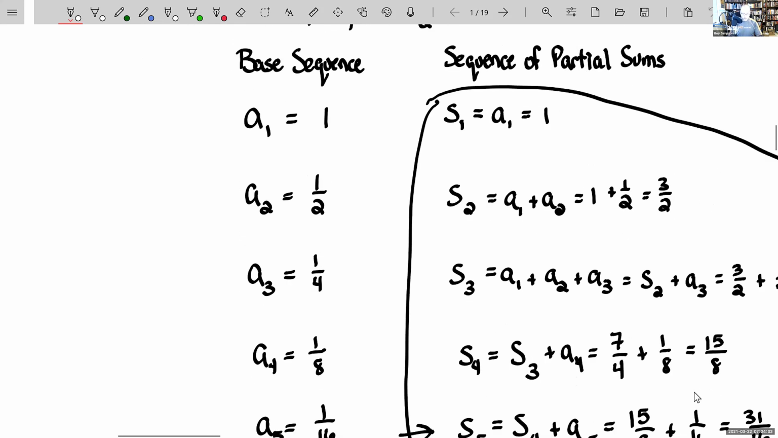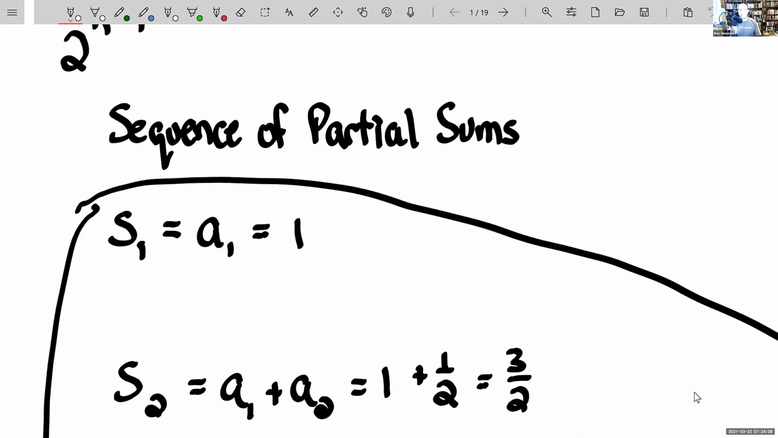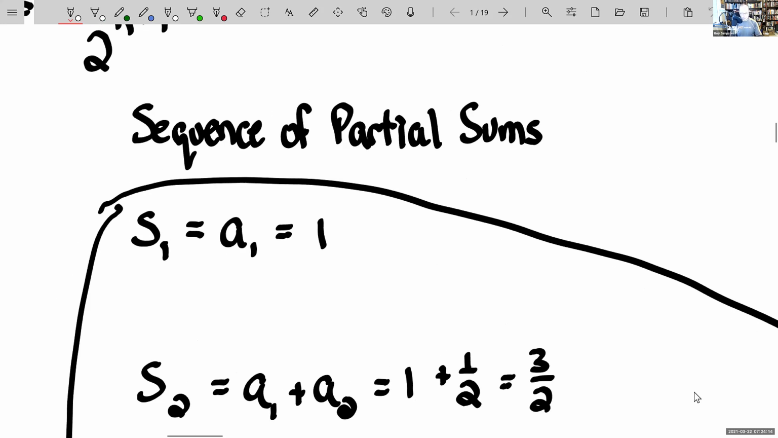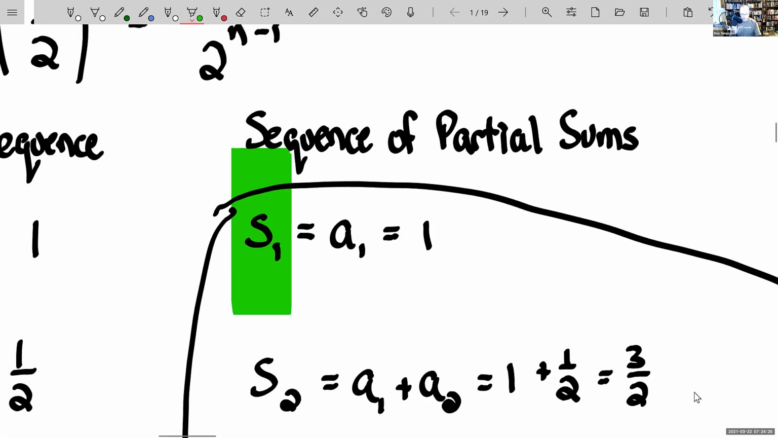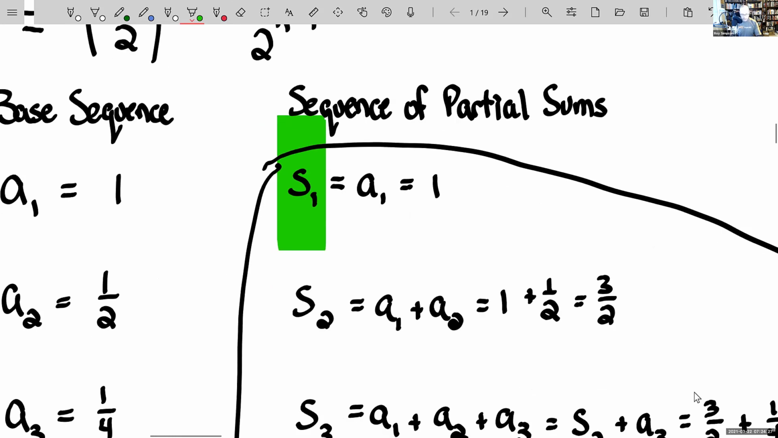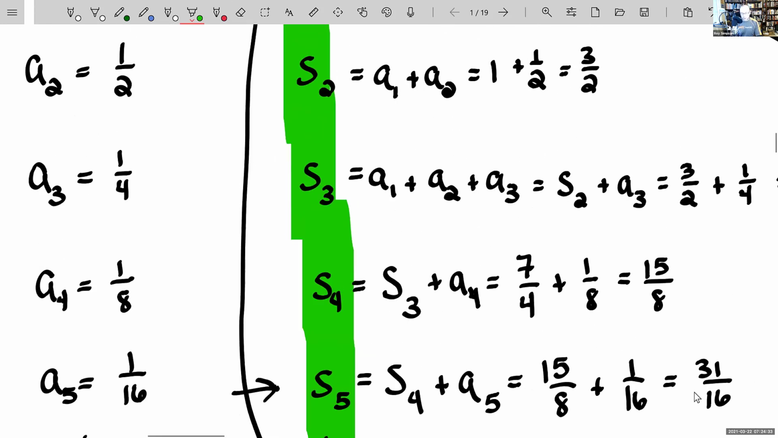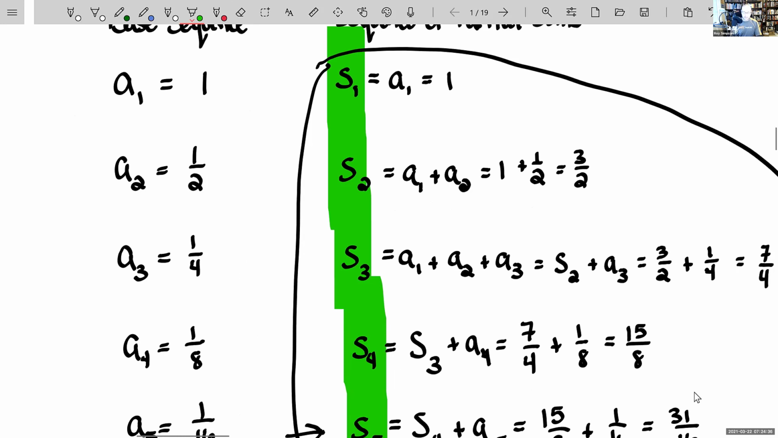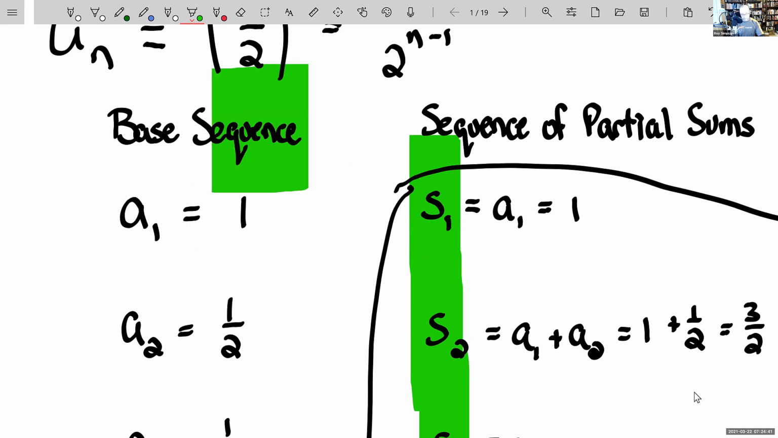However, then we can create a sequence of partial sums, which just basically means we can add up the first n terms and build a sequence based upon that. For example, let me get my highlighter out. Yes, it is. Okay. So our new sequence is S sub 1, S sub 2, S sub 3, S sub 4, S sub 5, and so on and so forth down the line. And those are defined as being the sum of the first n terms of the base sequence.